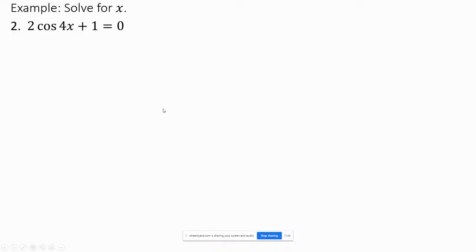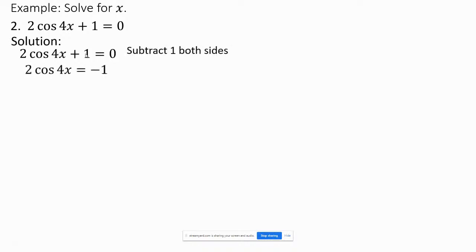Let's have another example. So, you have 2 cosine 4x plus 1 is equal to 0. Okay? Solution. Okay, so manipulating, kailangan ma-eliminate natin si 1. So, subtract 1 both sides, giving you 2 cosine 4x equal negative 1. We want to divide both sides by 2 para cosine 4x na lang maiwan. So, divide both sides by 2. We have cosine 4x equals negative 1 half.